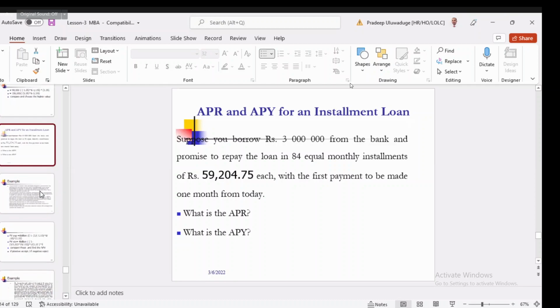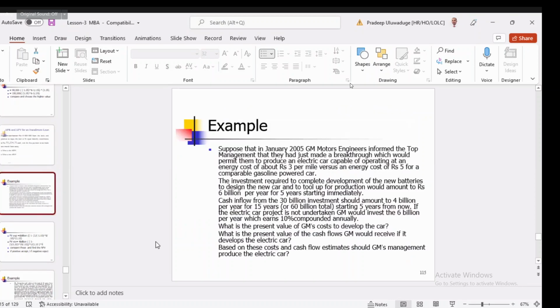Then another example, right? Suppose that in January 2005, GM Motors engineers informed the top management that they had just made a breakthrough which would permit them to produce an electric car capable of operating at an energy cost of about 3 per mile versus an energy cost of rupees 5 for a comparable gasoline powered car.